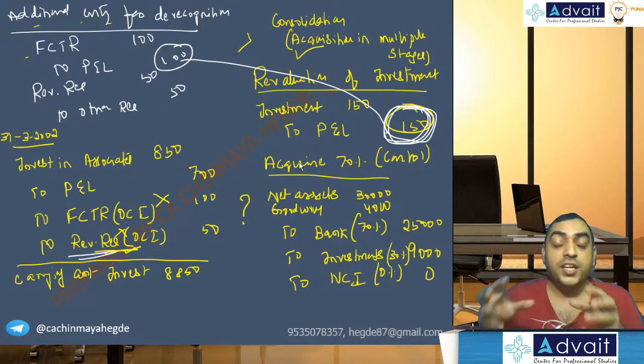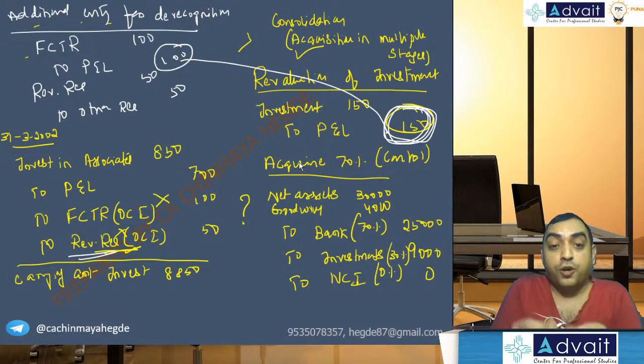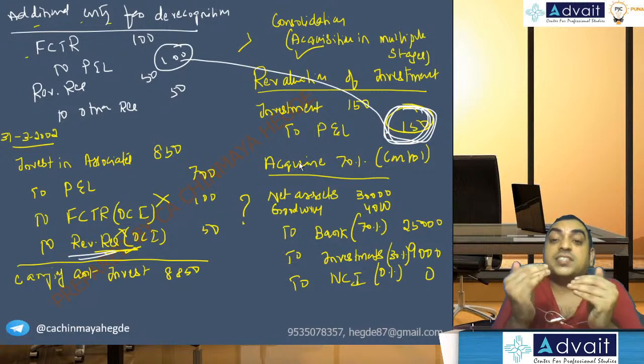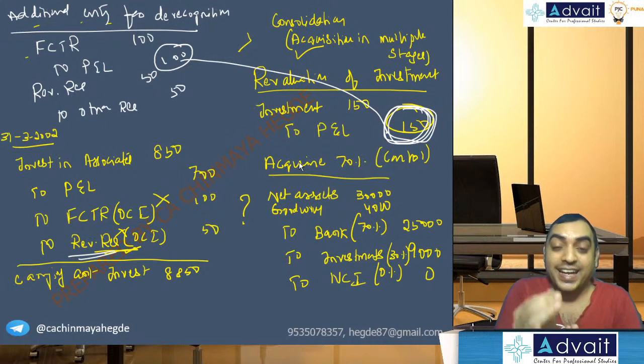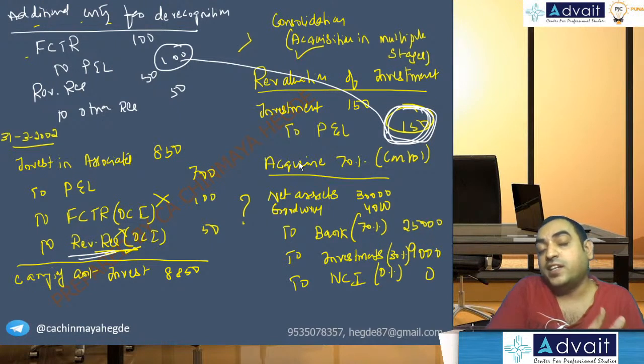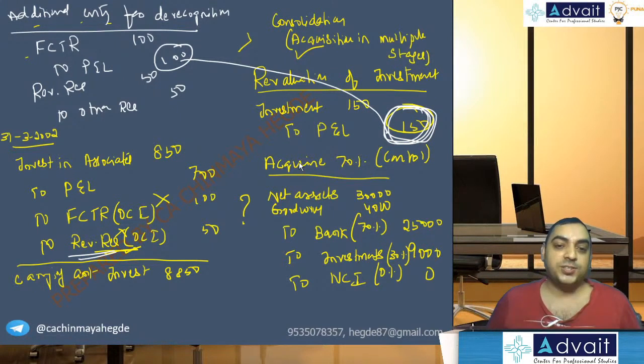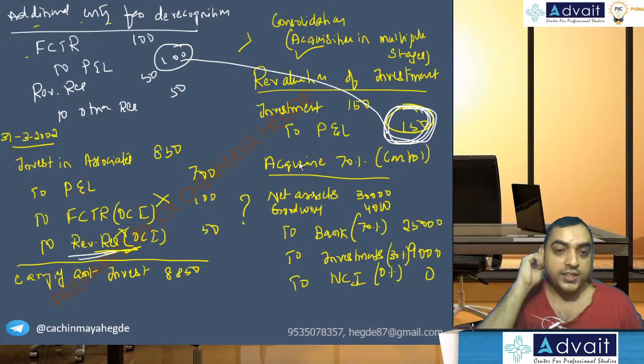So, in case of associate becoming subsidiary, there are two kinds of profits to be recognized: profits on remeasurement of investments to fair value, and profits on account of recycling of OCI elements into P&L elements. Hope you got that clarity.